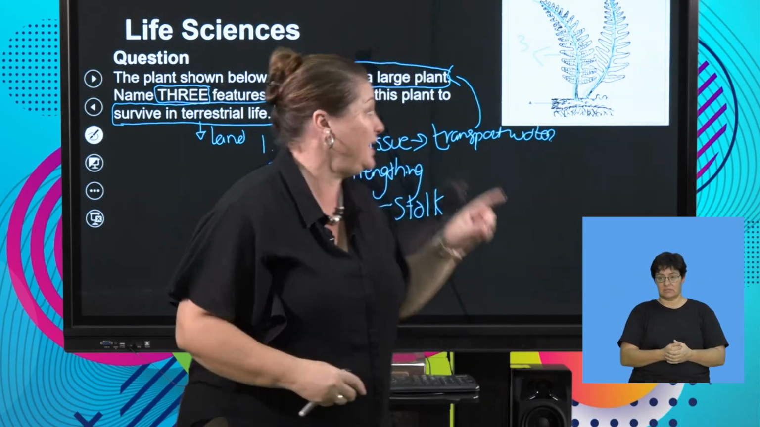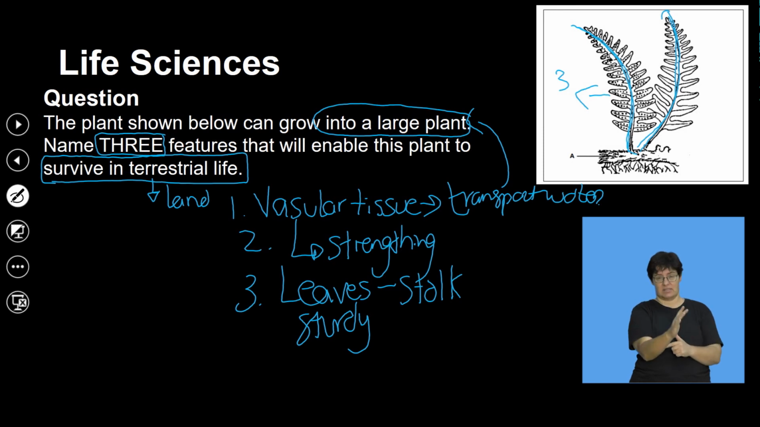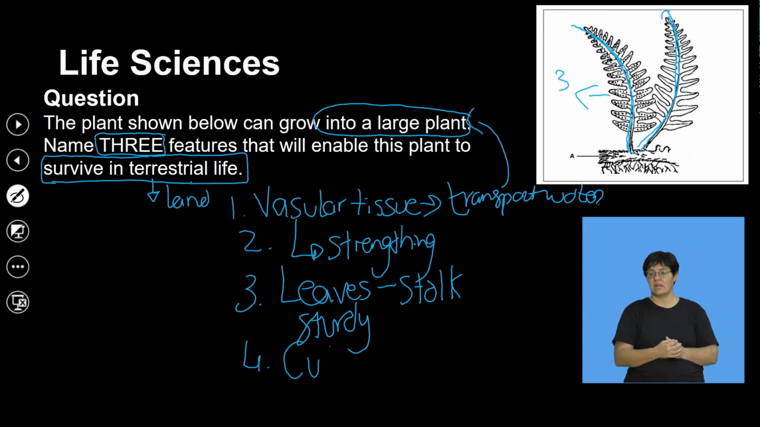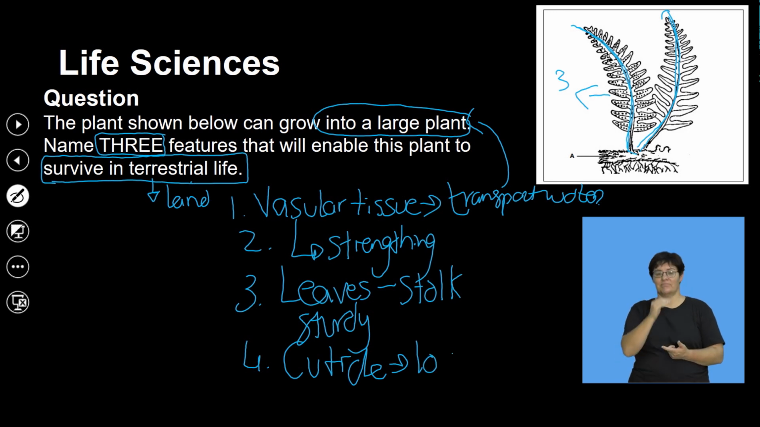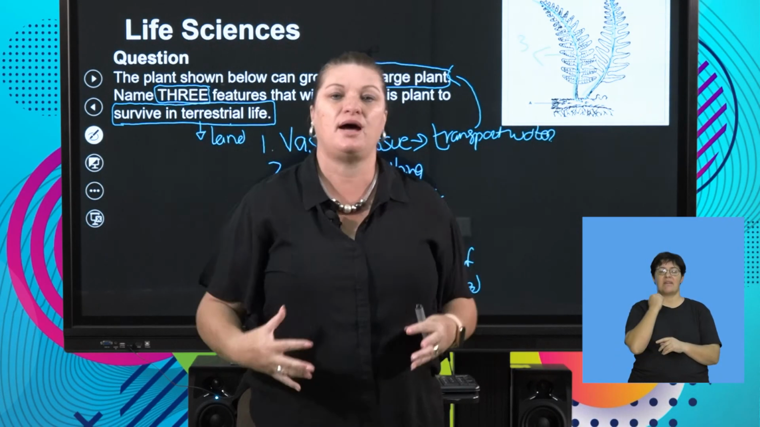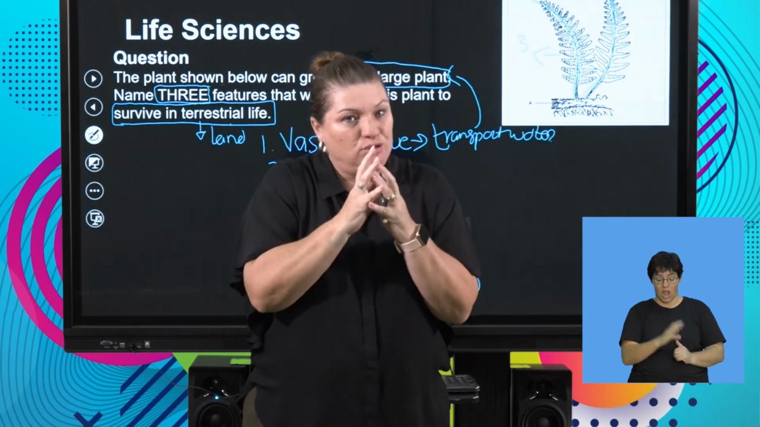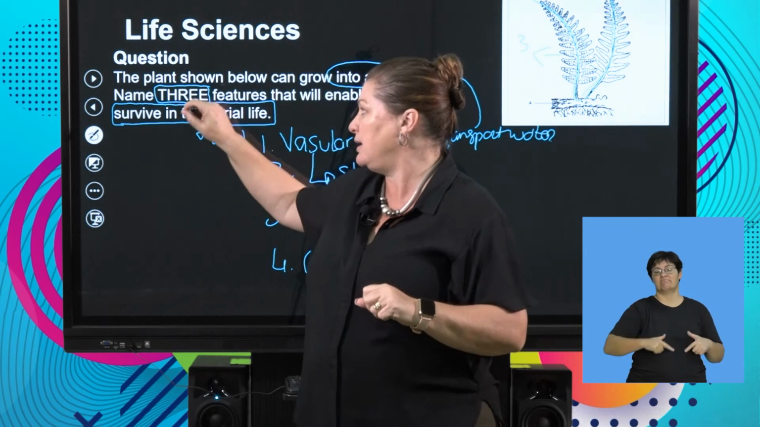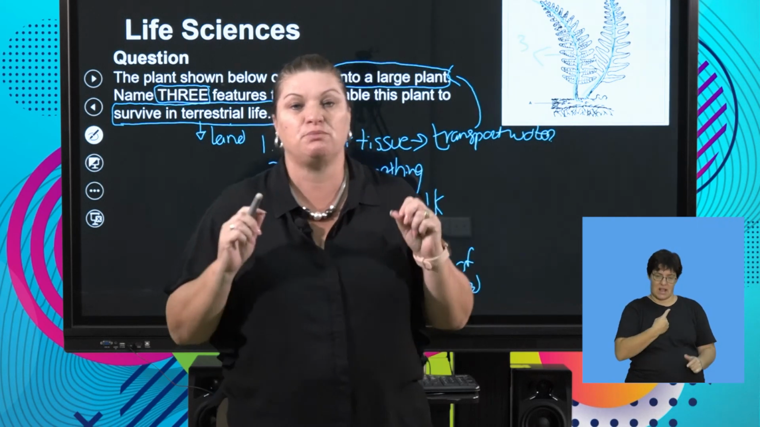And once again, it says here, into a large plant and the terrestrial. Now, what else do leaves have here? They have a cuticle. And what does that mean? That means that the loss of water is minimized. So because it has a cuticle, it's not going to lose a lot of water. Because it doesn't lose a lot of water, the plant can grow nice and big. And because it's got a cuticle, it can live on land. It can survive much better on land.